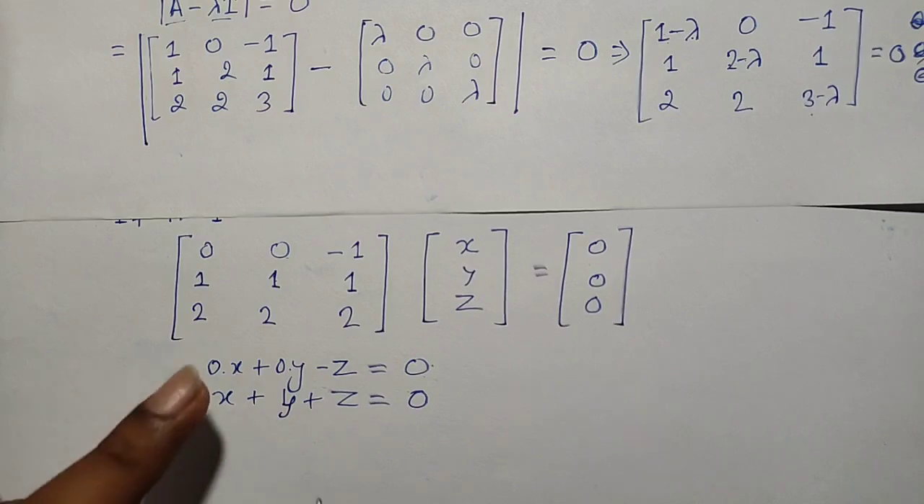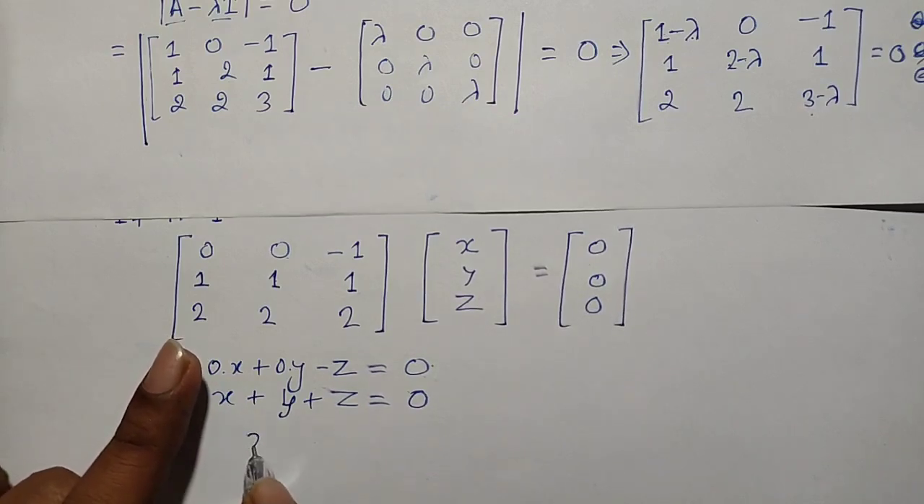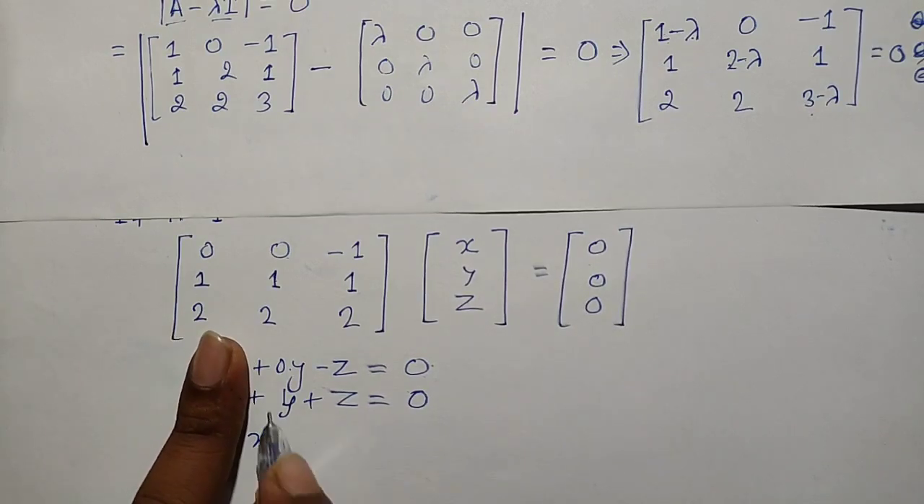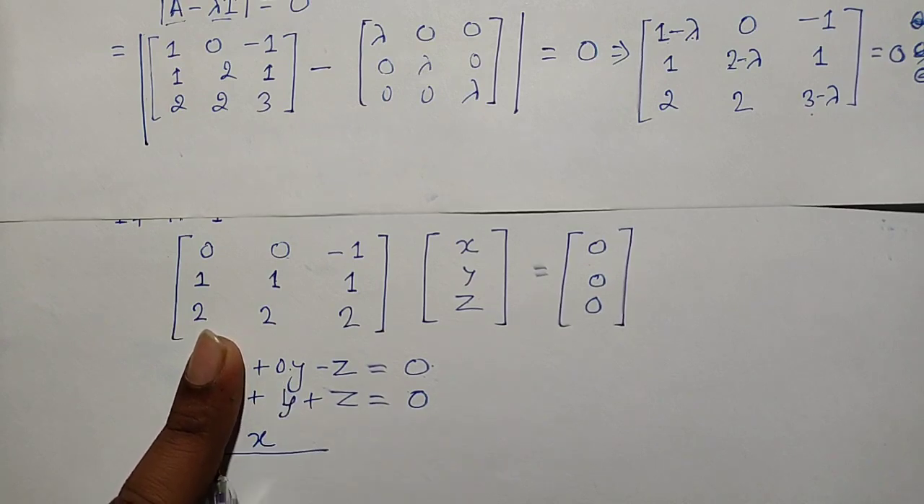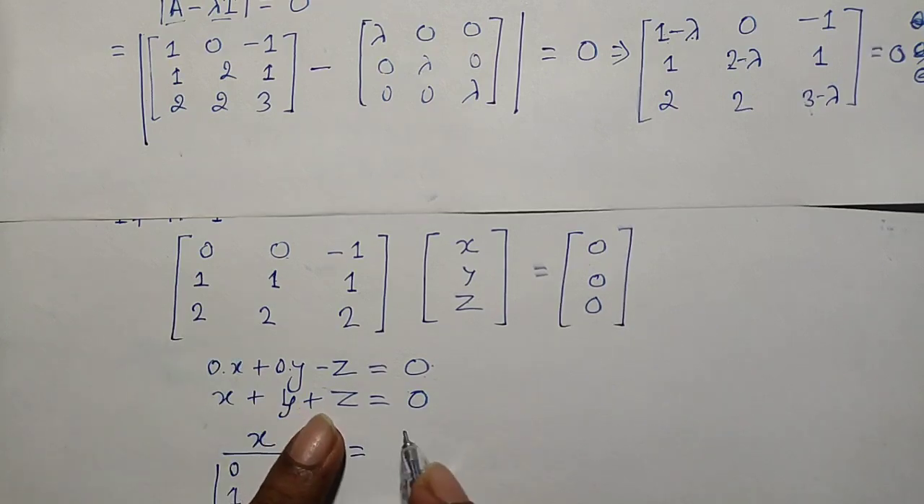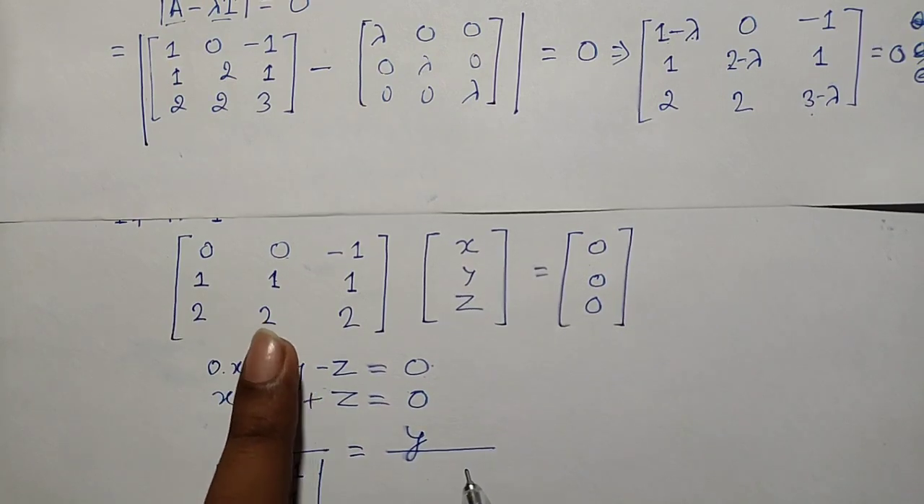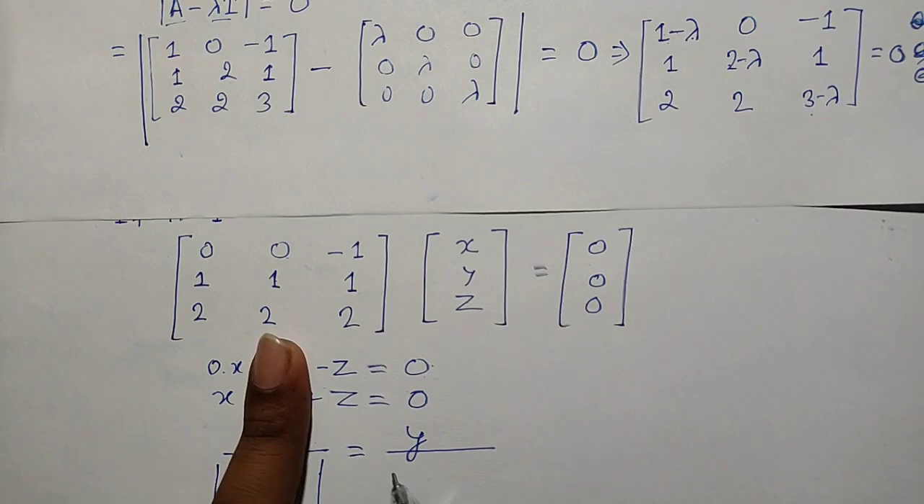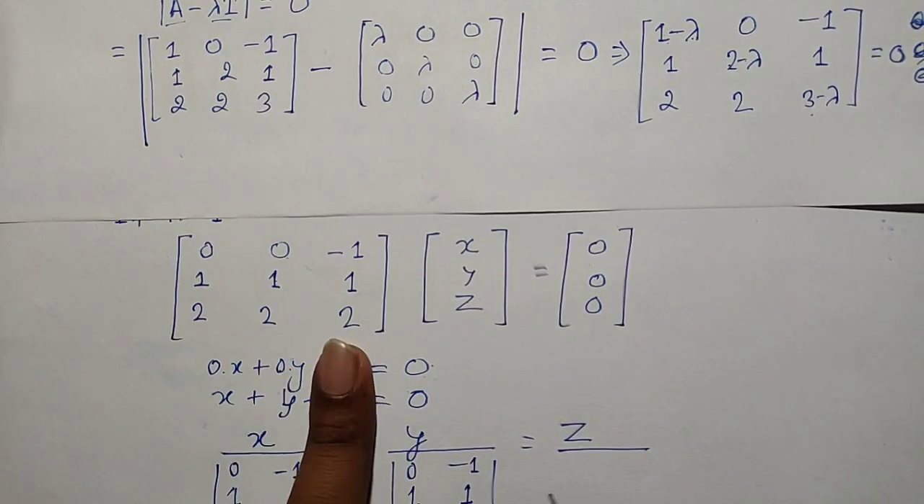So here what we need to do is, suppose we are calculating the value of x, so cover this and write down the coefficients of y and z here. So the coefficients of y are 0, 1, minus 1, 1 equals y. So cover this and write down the coefficients of x and z: 0, 1, minus 1, 1 equals z by 0, 0, 1, 1.